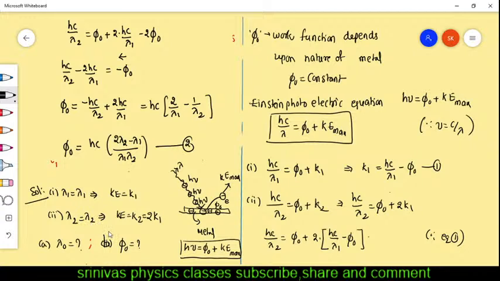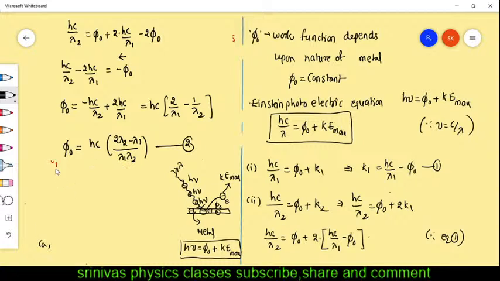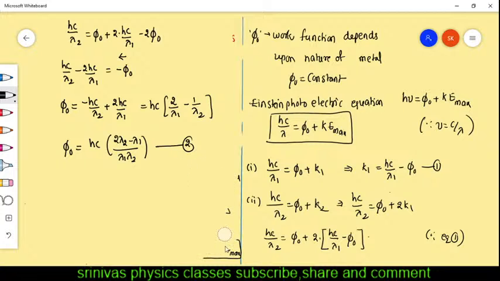And they are also asking for the threshold wavelength. Then how can we find out the threshold wavelength? The work function we calculated. Next, the threshold wavelength they are asking. To find the threshold wavelength, we have the basic work function formula. What do you know as the work function basic formula? We know the work function formula is h nu naught. This we write as hc by lambda naught also, where lambda naught is called the threshold wavelength.